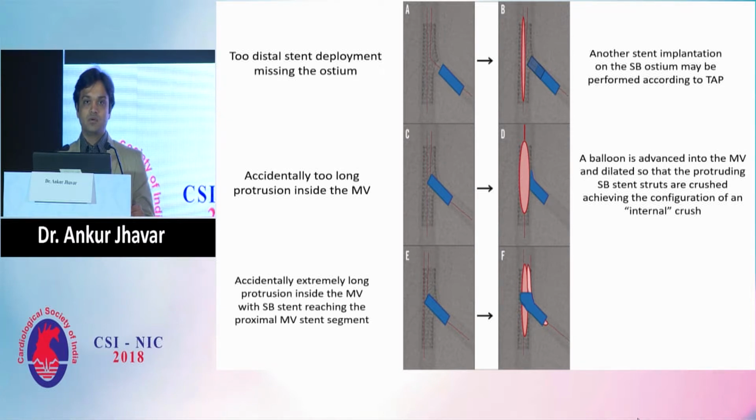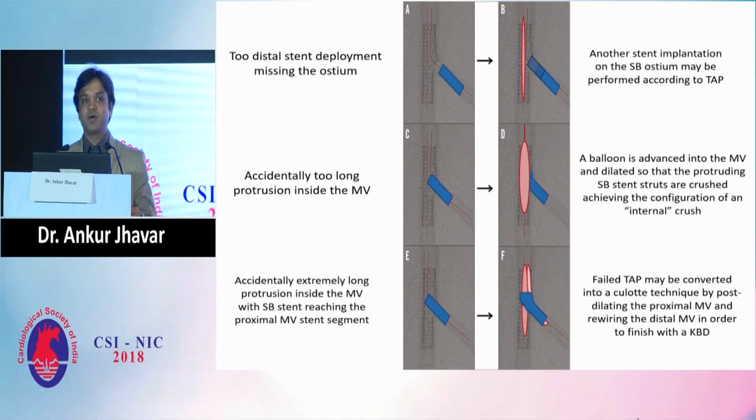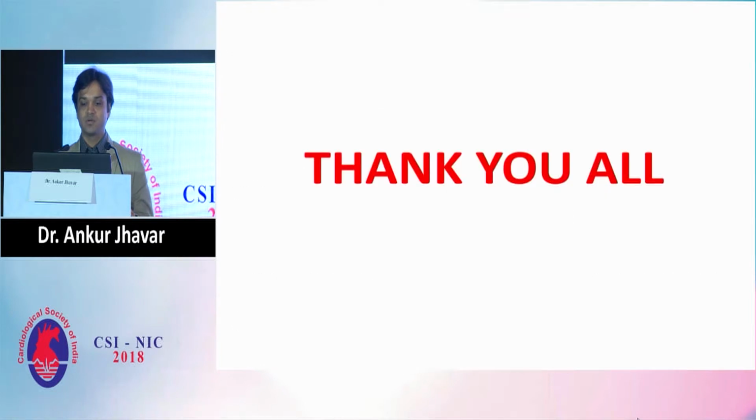Also, in very rare cases, accidentally extremely long protrusion inside the main vessel with side branch stenting reaching almost the proximal main vessel stent segment. In such cases, the failed TAP on table should be converted into a culotte technique by post dilating the proximal main vessel and then rewiring the distal main vessel in order to finish with a kissing balloon dilatation and finally the POT, which would leave us with a good result. Thank you so much.